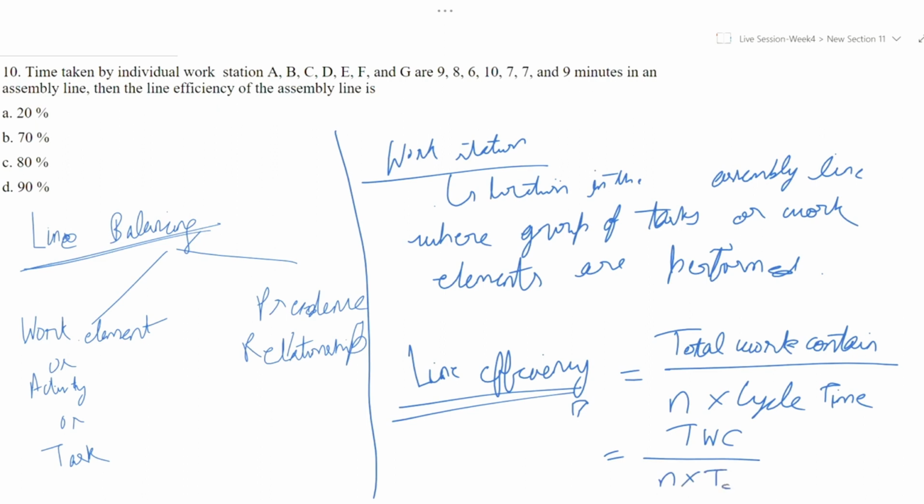This is the cycle time. So this always should be as high as possible. Line efficiency should be as high as possible. Now, workstation time. Now, total work contained is the sum of all the activity times or task times in an assembly line. Okay, and balance delay, again, one more thing will come.